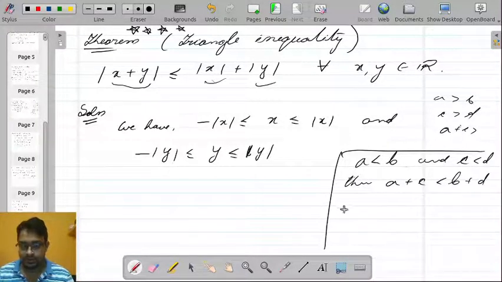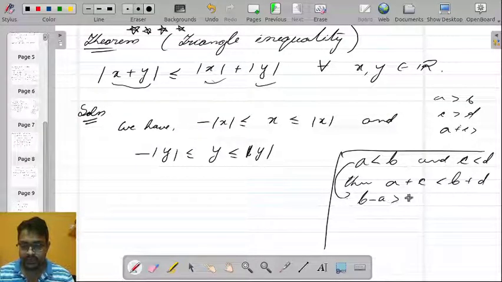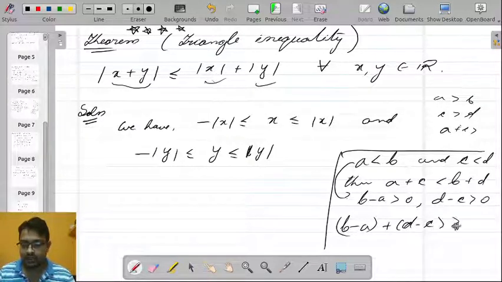Okay, so how to show this? a less than b means b minus a is greater than 0. c less than d means d minus c is greater than 0. So their sum is also greater than 0 by the order property. So b minus a plus d minus c is also greater than 0. Right?